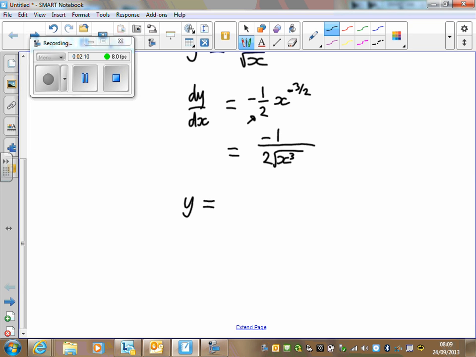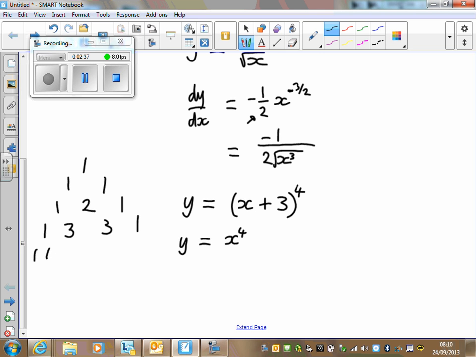Now let's consider, if we like, x plus 3 in brackets all to the power of 4. If we differentiated this, we'd have to multiply the brackets out, using the binomial theorem, which is a bit of a pain. So it'll be x to the power of 4. I need my Pascal's triangle here. There must be a better, easier way to do this.